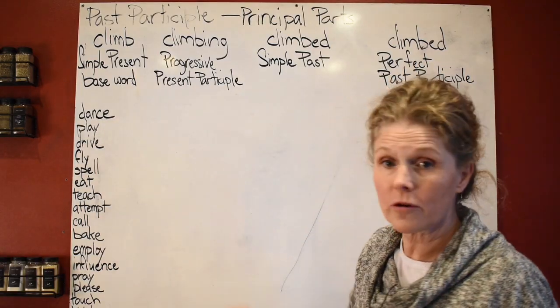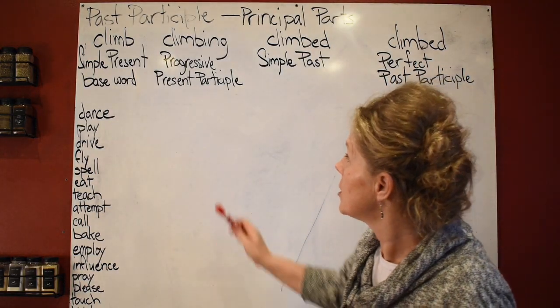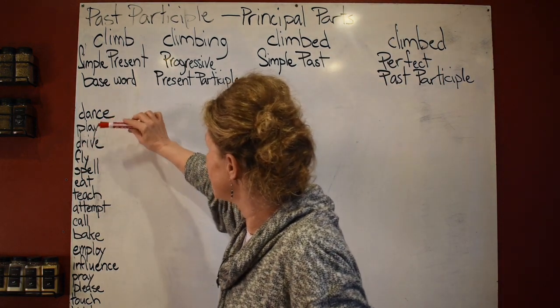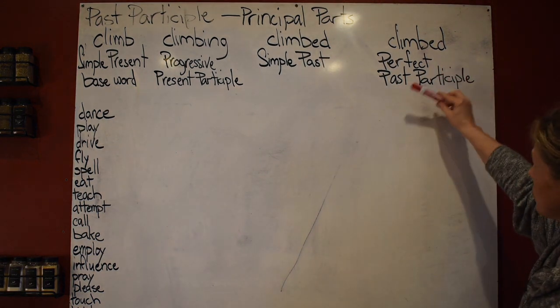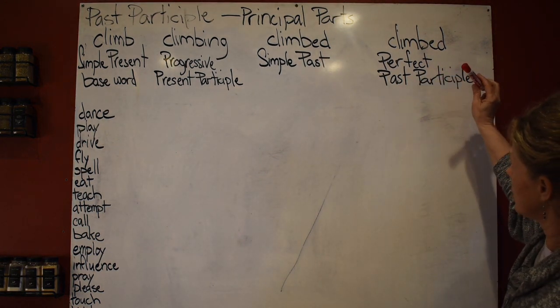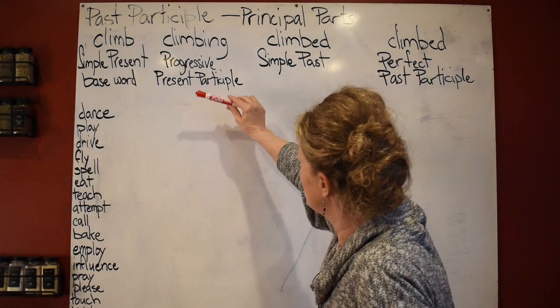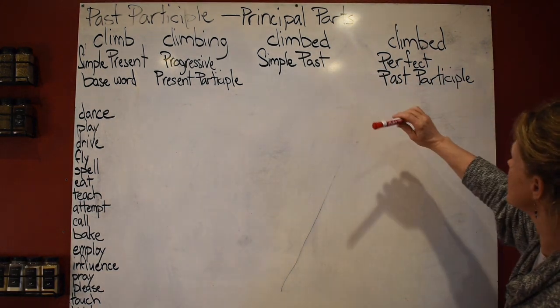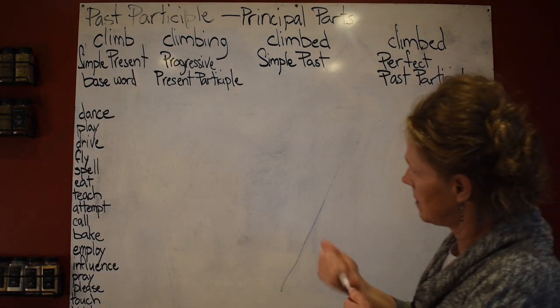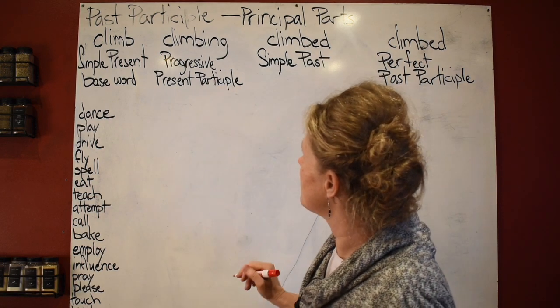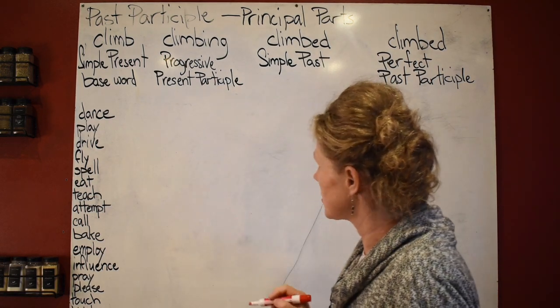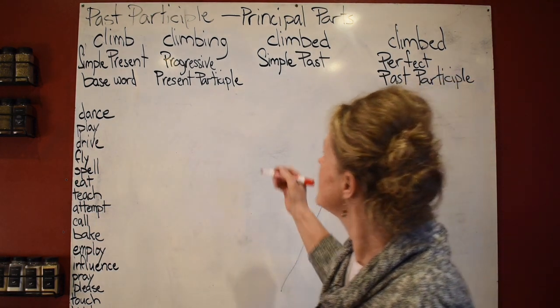We are going to change the word dance and put it in your progressive, in your simple past, and in your perfect. So we're going to make the present participle, the simple past, and the past participle. If I take the word dance, what am I going to do to make it be in the progressive present participle? Dancing.